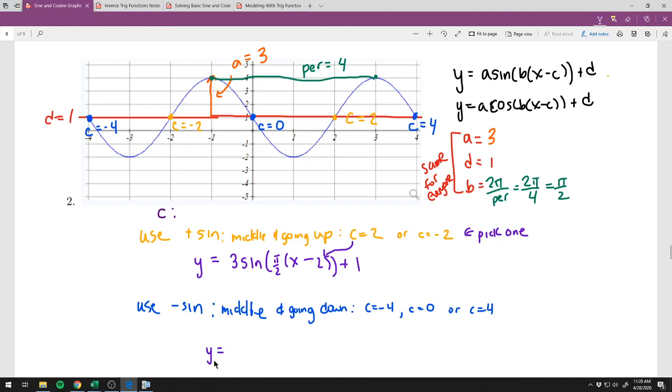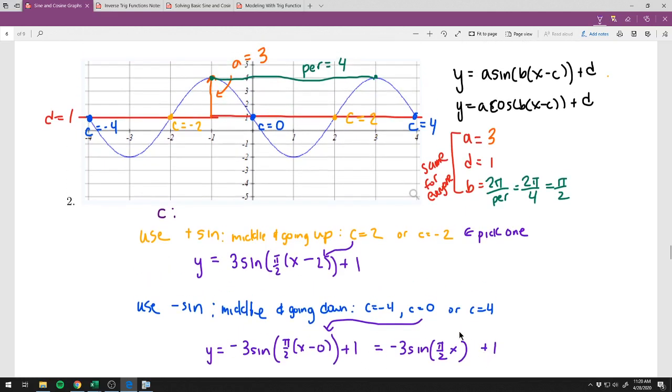But if we want to pick negative sine, we got negative A, which is 3, sine of pi over 2. I'm going to pick C as 0 because, like I said, that's the best one, plus 1. And just for the sake of simplifying this one, because we didn't last time with 0, you don't have to have the minus 0 there. And if you don't have the minus 0 there, there's nothing to distribute to. You can just get rid of the parentheses.